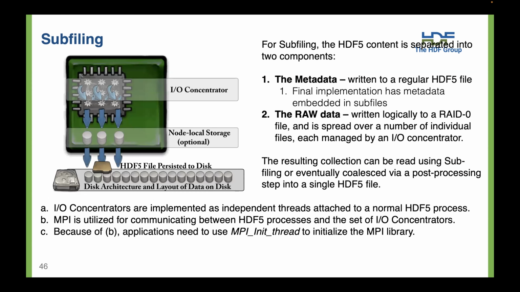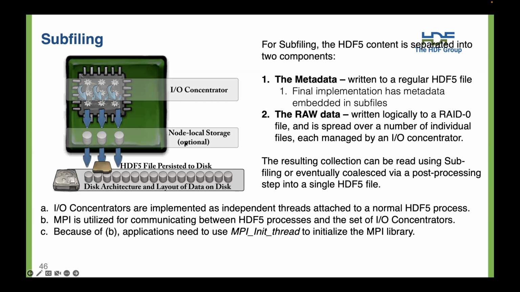For subfiling, we'll demo this in the hands-on. It has two components. You have the metadata, which is written as regular HDF5. The final implementation, as I mentioned, has the metadata embedded within the file itself. Then you have the raw data, which is split over in a RAID 0 type file. It's a number of individual files that are managed by an IO connector, or IO concentrator. So for example, on a node, you have the IO concentrator.